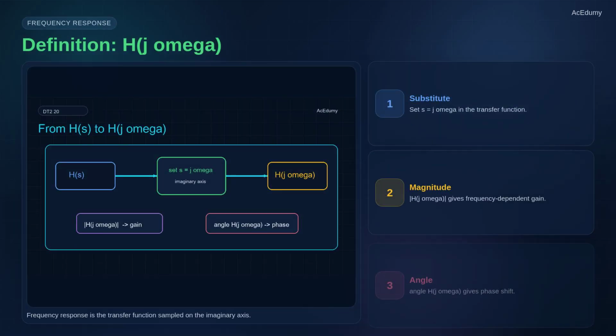Frequency response is H of j omega. It is a complex number for every angular frequency omega. The magnitude tells us the gain at that frequency, and the angle tells us the phase shift. So the circuit becomes a frequency-by-frequency filter. Some frequencies pass almost unchanged, some are attenuated, and each one can be delayed or advanced in phase.